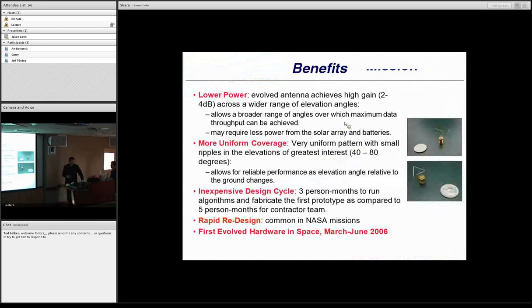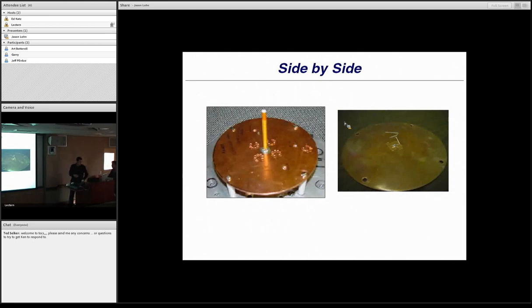And so what can we take away from this mission is that these strange looking antenna designs actually can do some very good things in terms of being faster to design, getting higher performance. You can see some of the things here, the lower power and more uniform coverage, inexpensive design cycle, and then this other thing that kind of came at the end was when they changed the orbit and the requirements changed, we were able to rapidly redesign the antennas. This is just a side-by-side of the evolved and the human design.